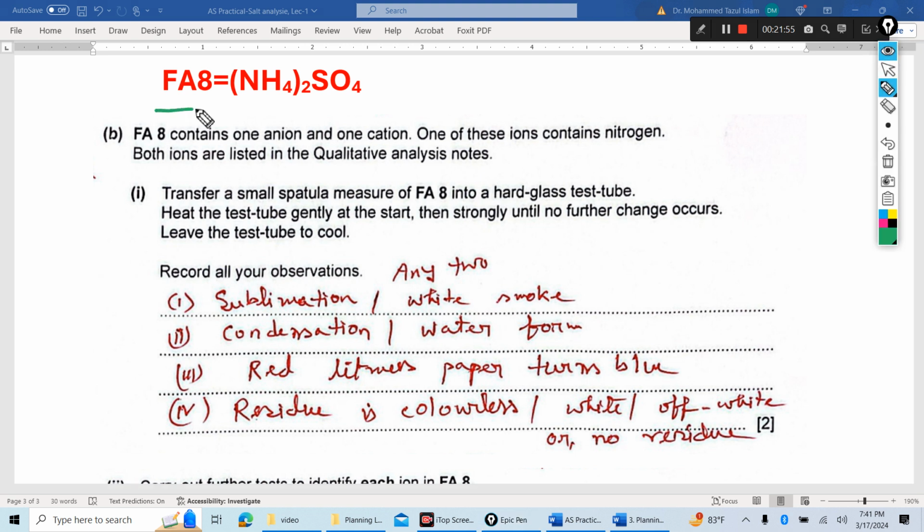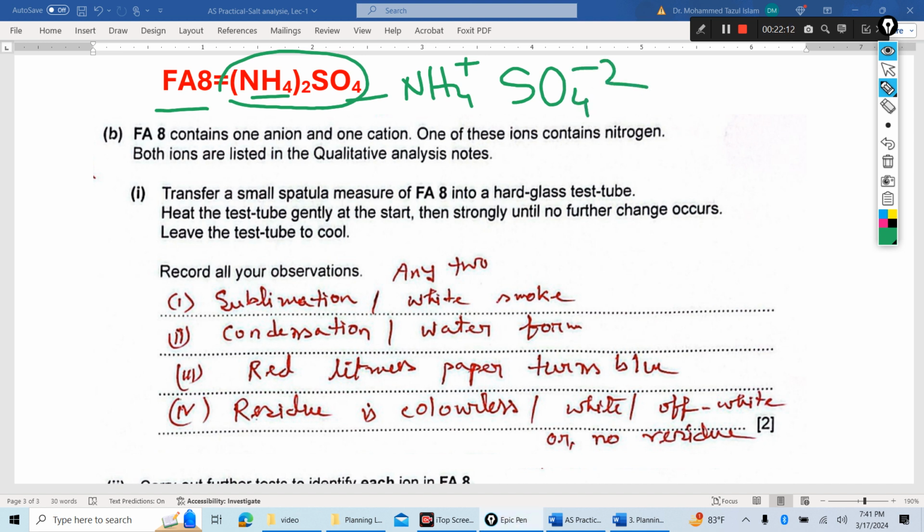Now you are given Fa8, ammonium sulfate, which is a salt. Here one cation is the ammonium ion, and sulfate is the anion, SO4 2 negative. So now you are told that Fa8 contains one anion and one cation. This is a salt. One of these ions contains nitrogen. Both ions are listed in the qualitative analysis notes.